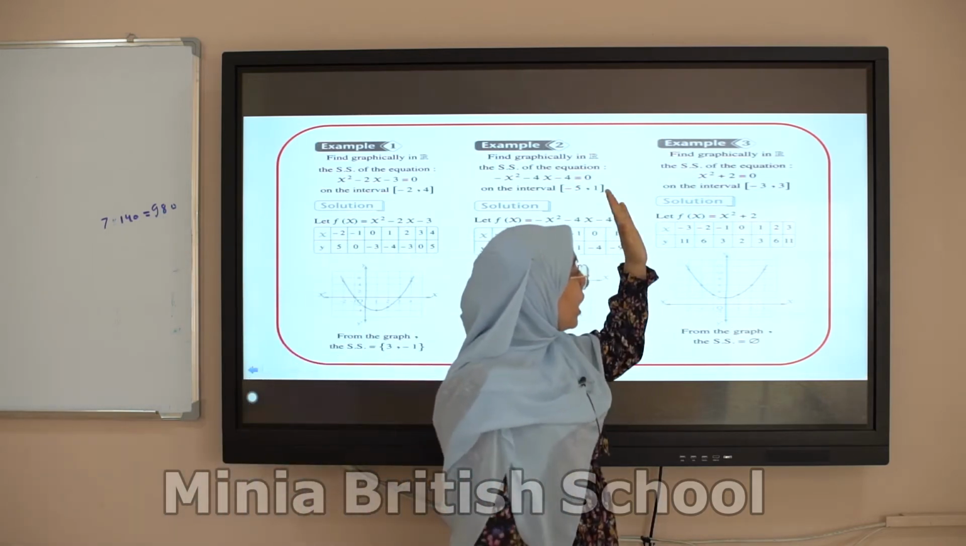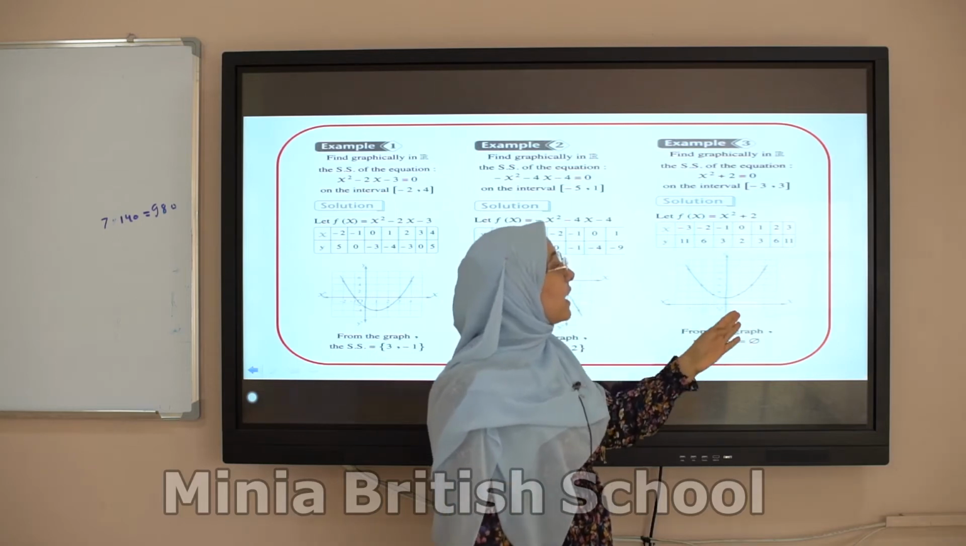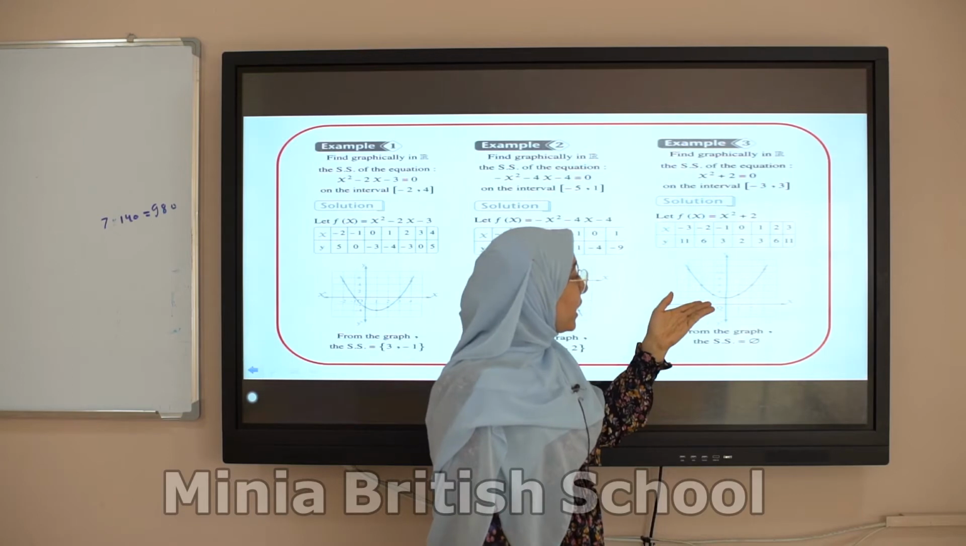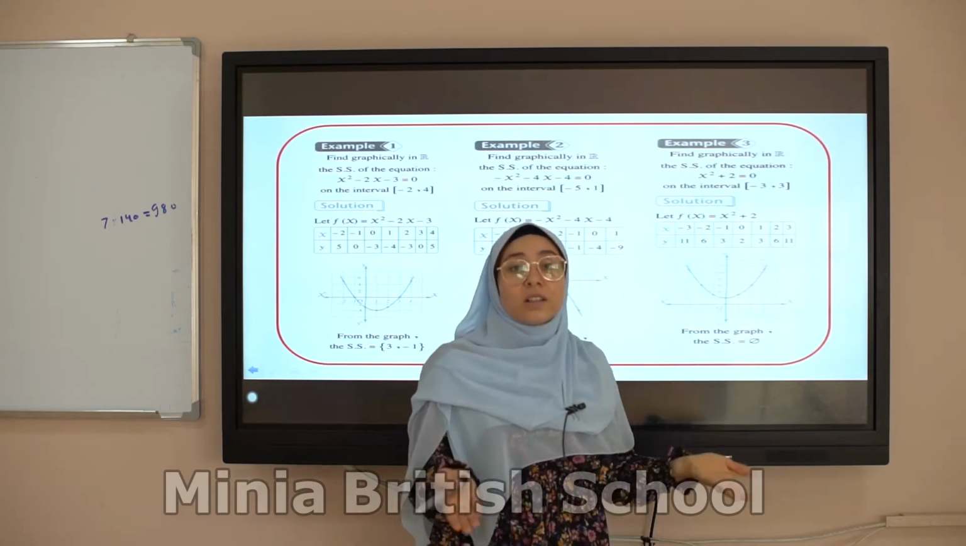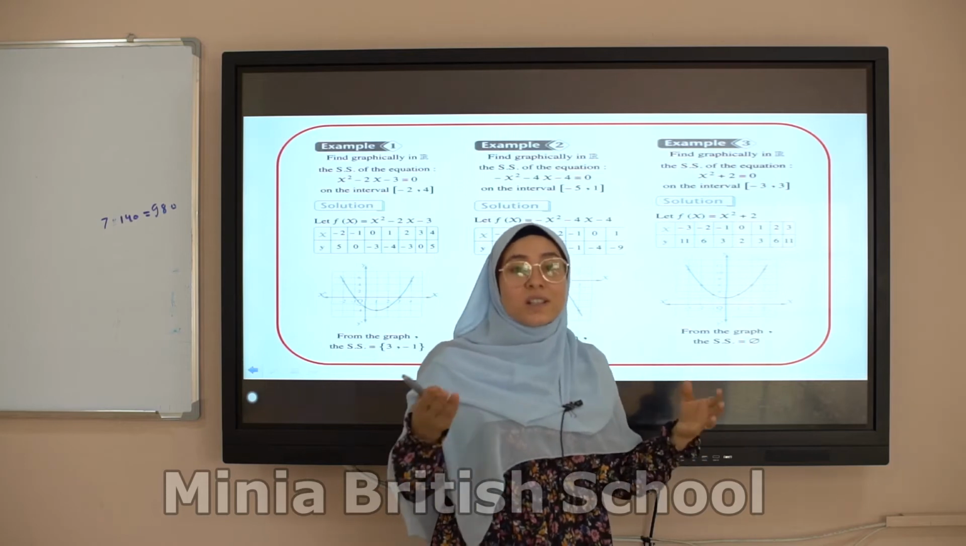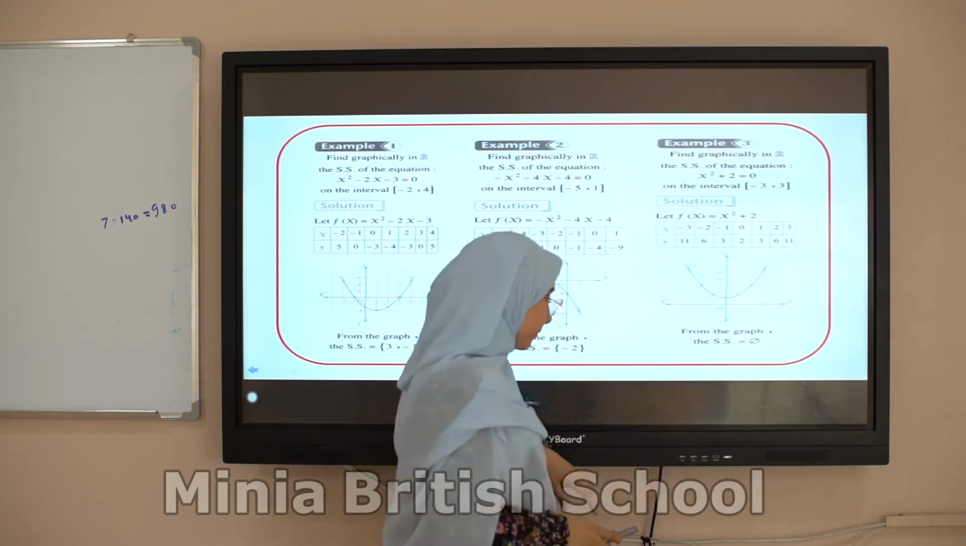But here, after you graph the curve of the function which represents this equation, we get a curve that doesn't intersect the x-axis. So the solution set is phi.